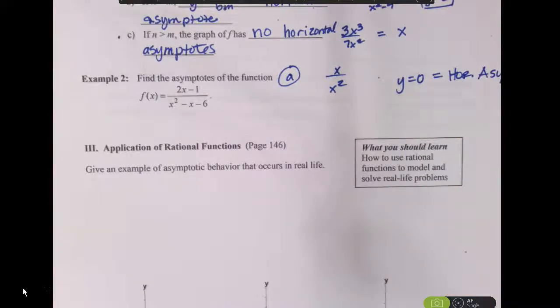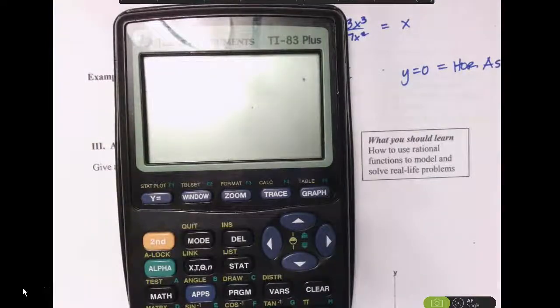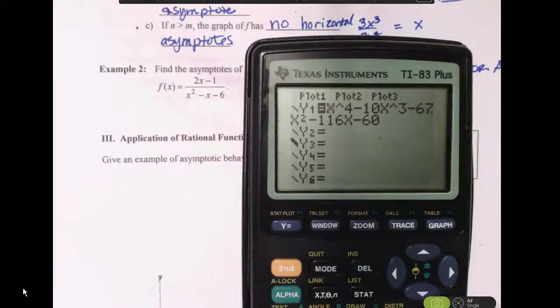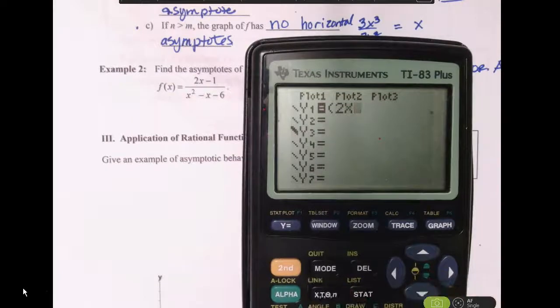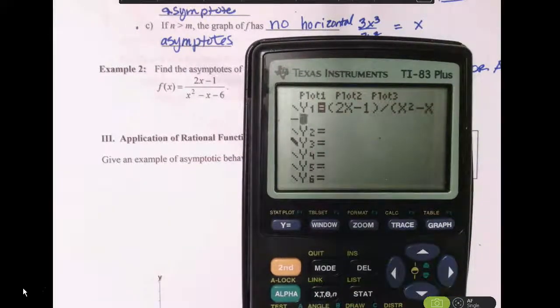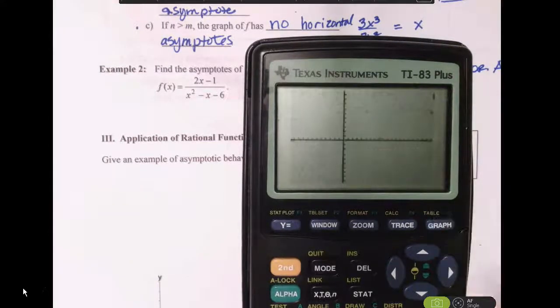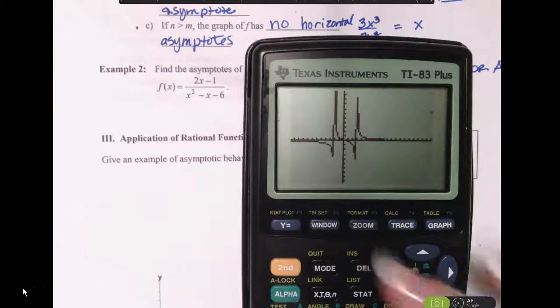So I'd like to show you that rather than just telling it to you and hoping that you'll believe it. So let's go ahead and enter in this function. I'm going to put 2x minus 1 in parentheses divided by, and then my second function I'm going to put in parentheses, x squared minus x minus 6. And so I'm going to hit graph, and then I'm going to zoom.